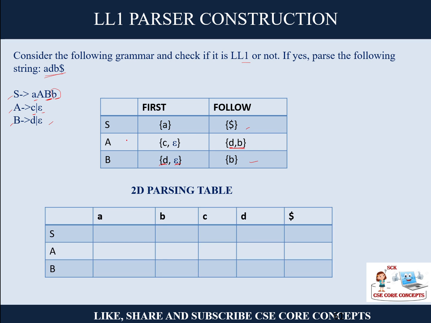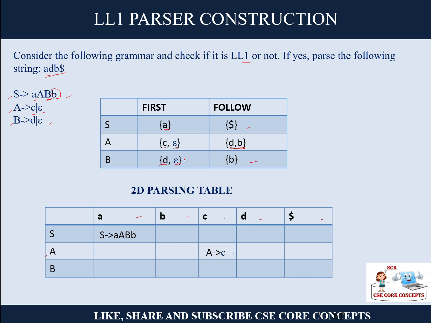So let us come here. We have written all the non-terminals here and all the terminals, that is a, b, c, d and the dollar sign. Let us see, from the first of S, which is a, which rule is getting applied? Let us write down the rule, that is S to a A B b. Then the first of A is c, so let's go to c and the rule is A takes the form of c. But we also have one more first of A, that is epsilon.